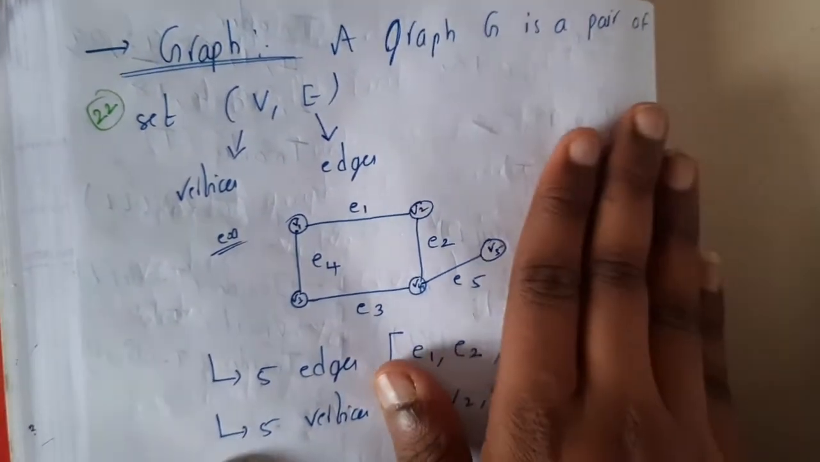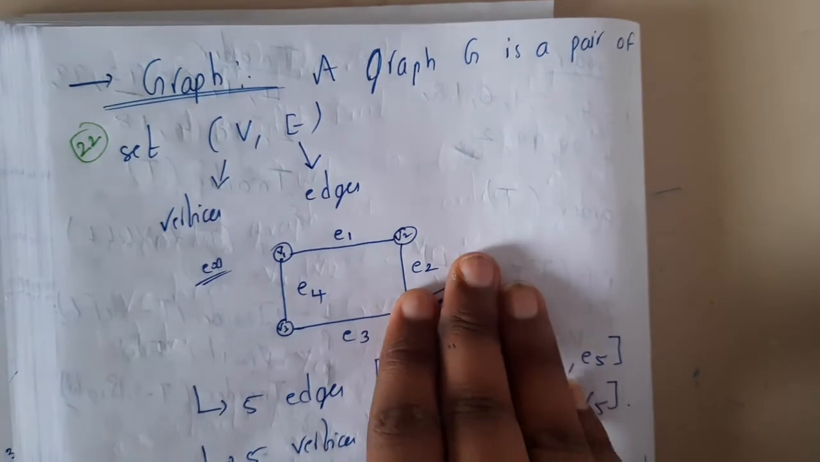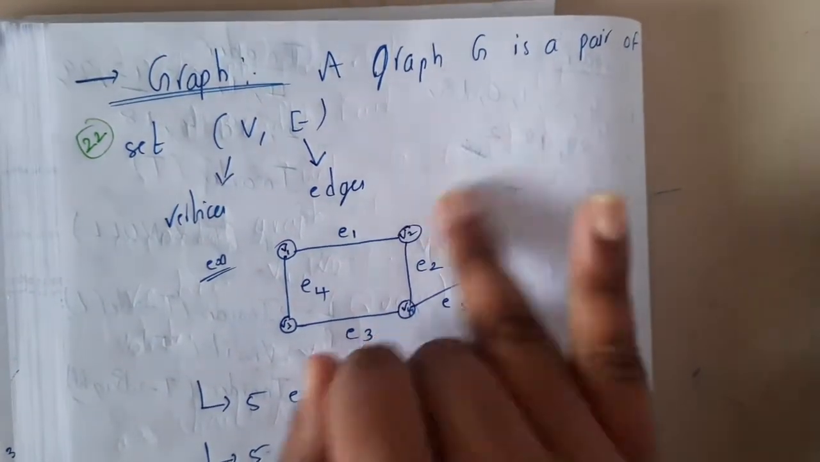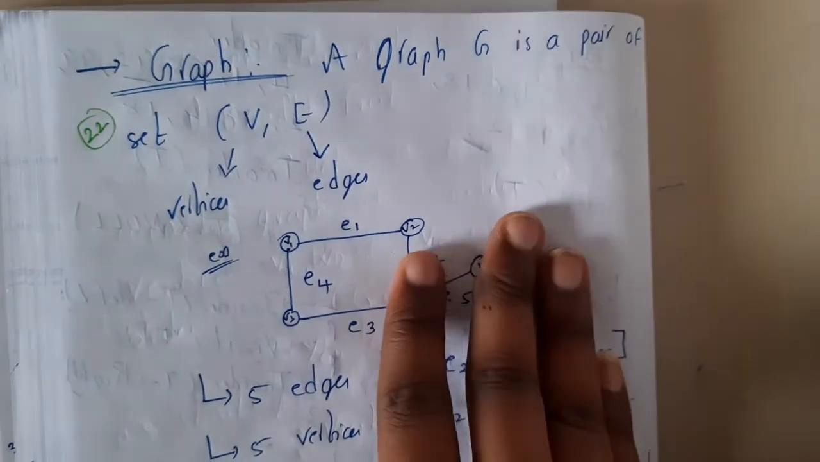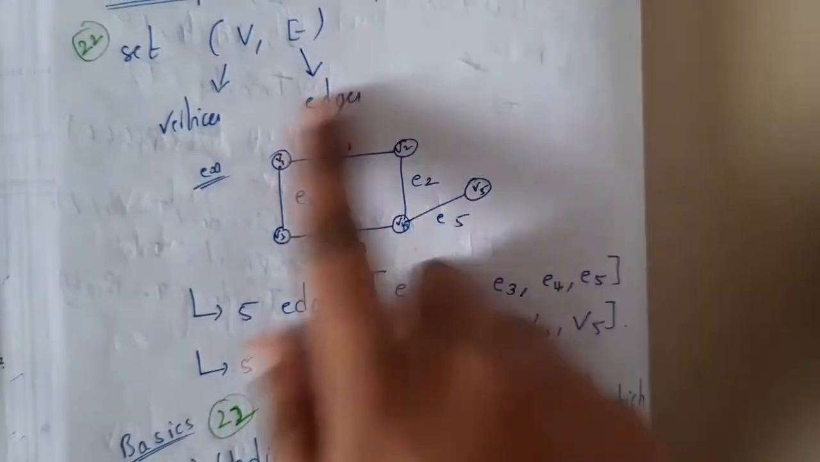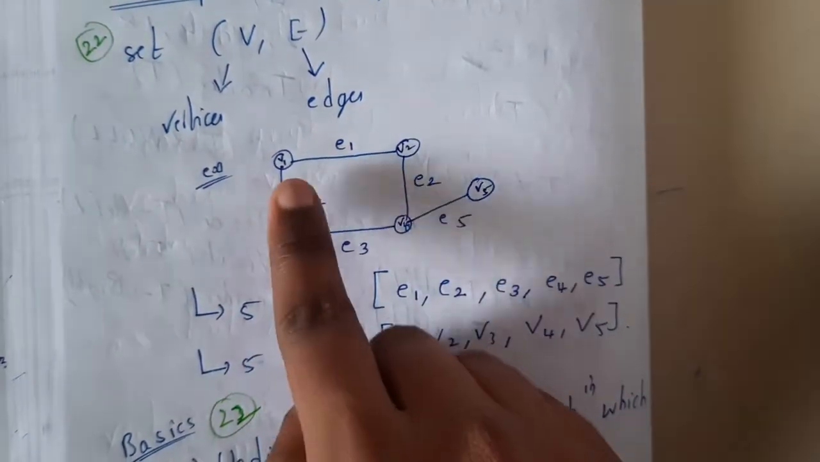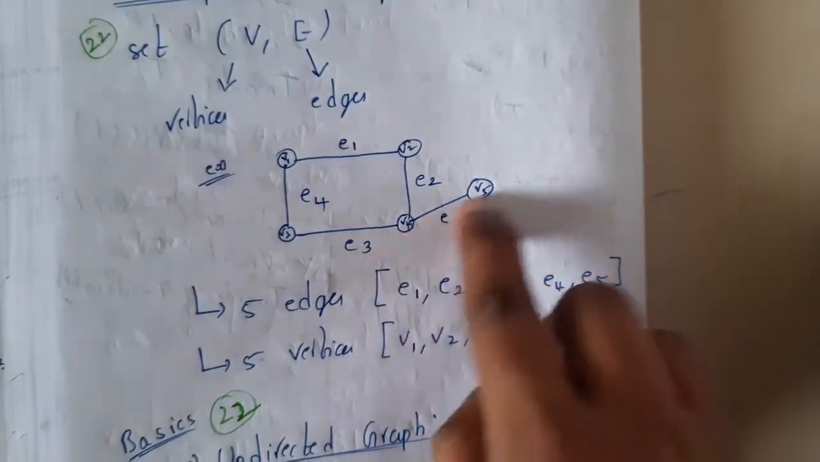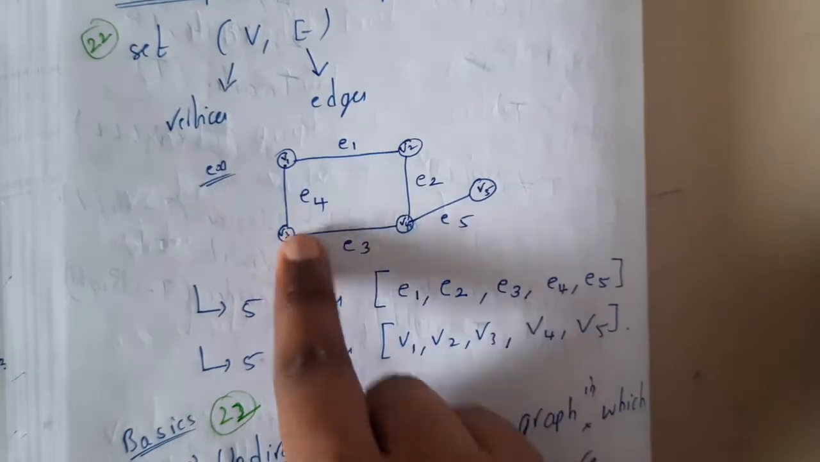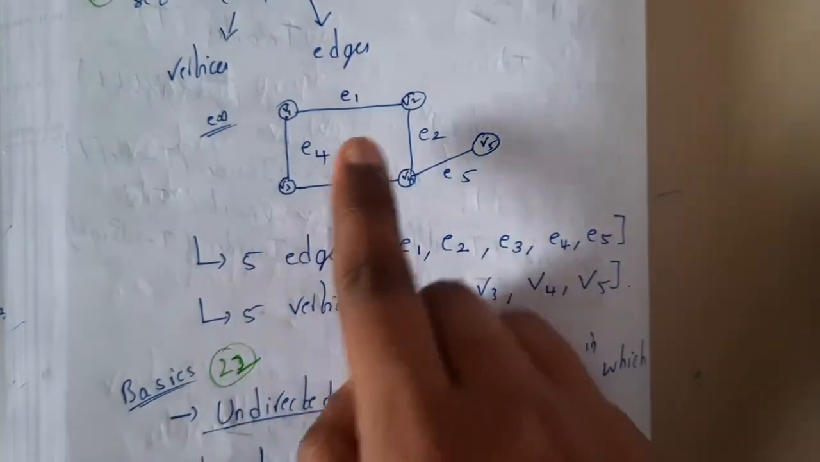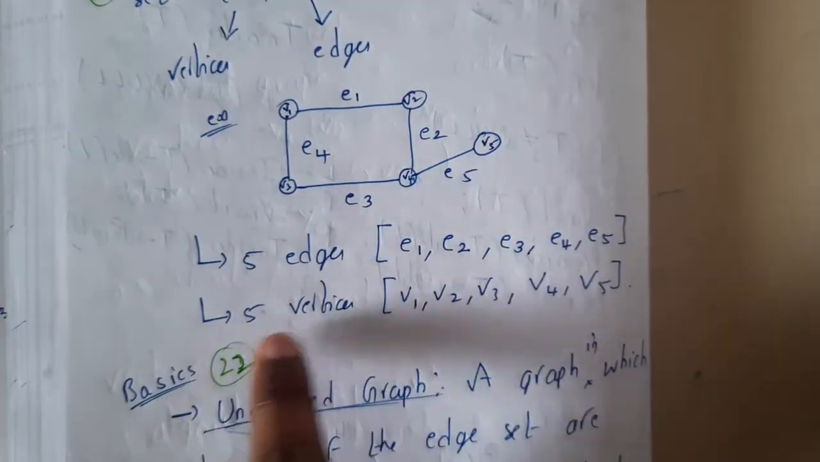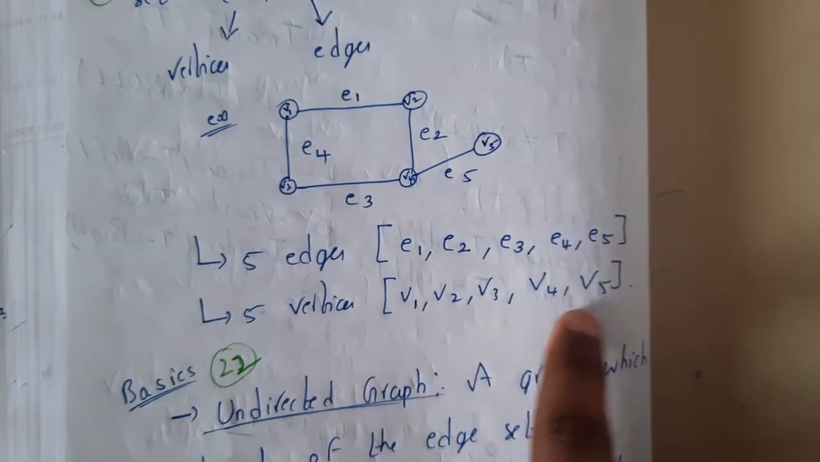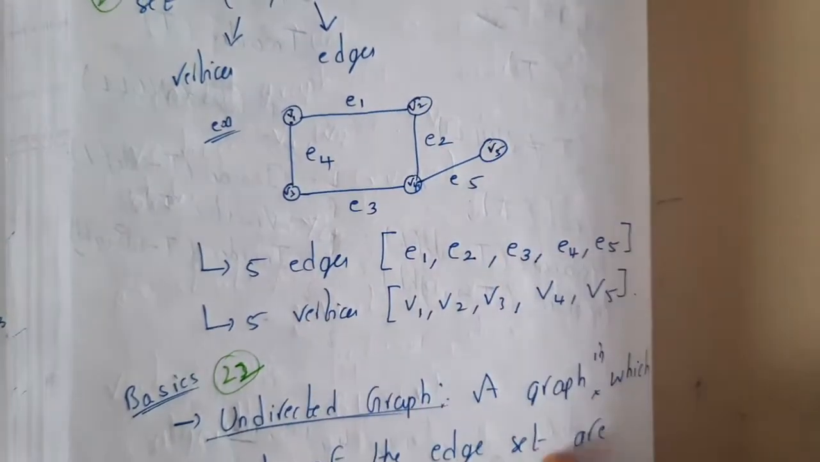A graph is nothing but a pair of vertices and edges. A combination of vertices and edges is called a graph. That's what I have just written here. So vertices and edges. What are vertices? Vertices are the points, and the edges are the paths or the lines which are connecting the vertices. In this graph we have 5 edges and 5 vertices: E1, E2, E3, E4, E5, V1, V2, V3, V4, V5. So this is a simple definition of a graph.